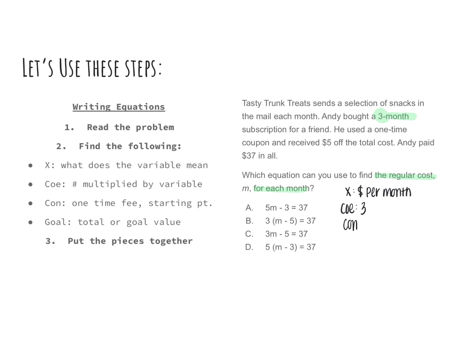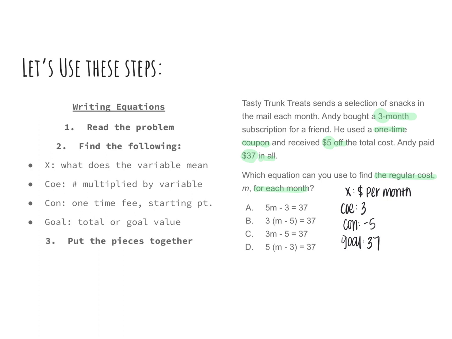Our constant for this problem, we look for a one-time amount. We see that phrase one-time coupon here, and it says $5 off. Because it's $5 off that total cost, we're doing minus 5, or that is a negative 5 for our constant. And then our goal for this equation is actually our total, which is what he paid in all, which is $37.